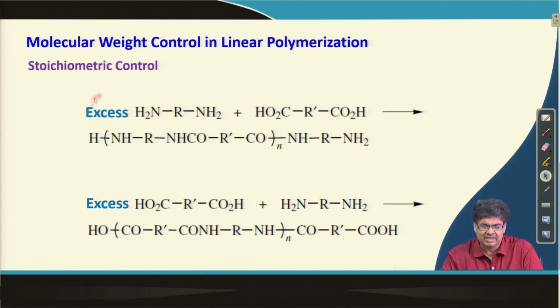For example, in a polyamide formation, if we take excess diamine, then we are likely to get amine groups at the end, and if we have only amine groups at the end, no free carboxylic groups, then no further reaction is possible between them, and so the molecular weight will be stabilized. Similarly, if we have excess acid, then we are likely to get acid groups at the end without amine groups, and so the polymer molecular weight would be stabilized.